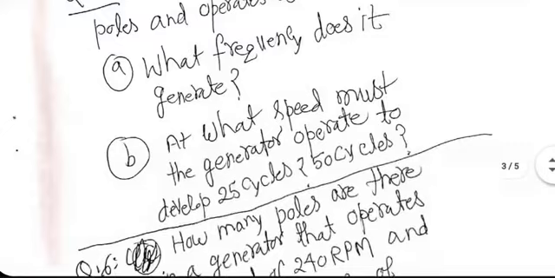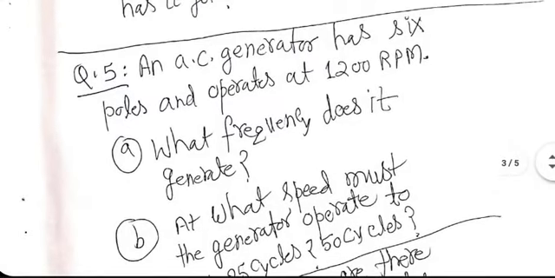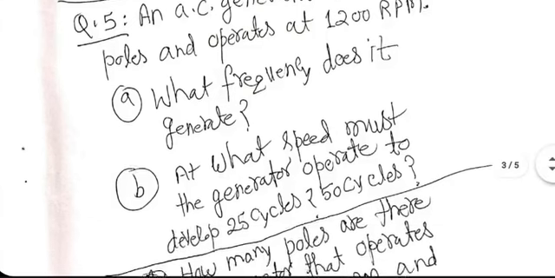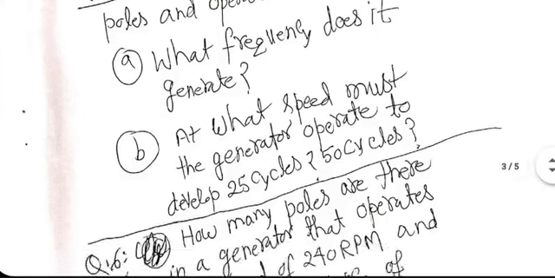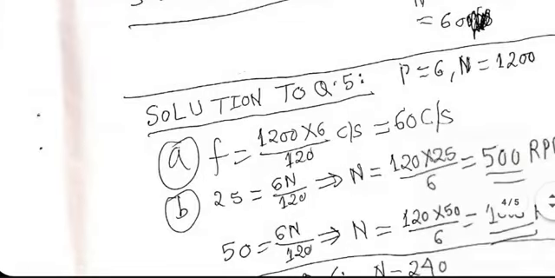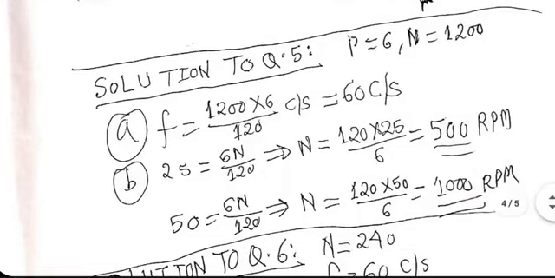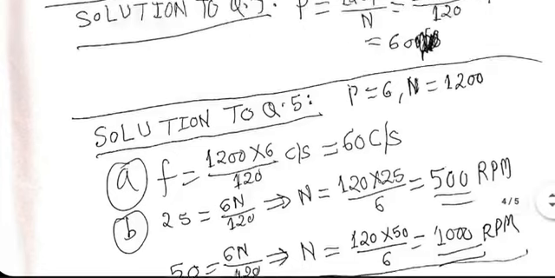Question 5. An AC generator has 6 poles and operates at 1200 RPM. What frequency does it generate? Okay, simple enough, I think. You can do it. At what speed must the generator operate to develop 25 cycles or 50 cycles? So it is basically playing with the same equation. I don't think I have to show you the solution fully, it's there. These are the answers for various questions.